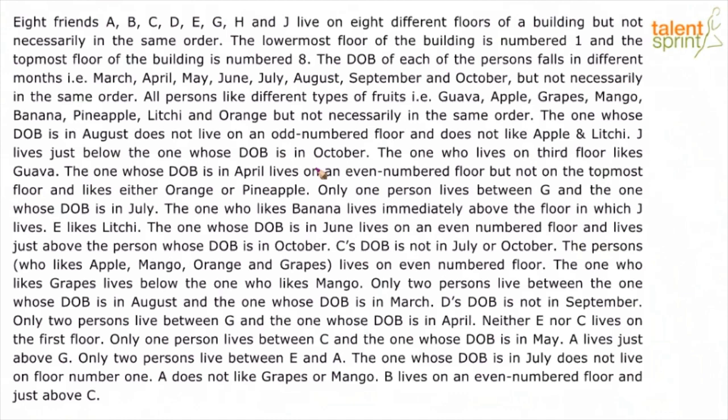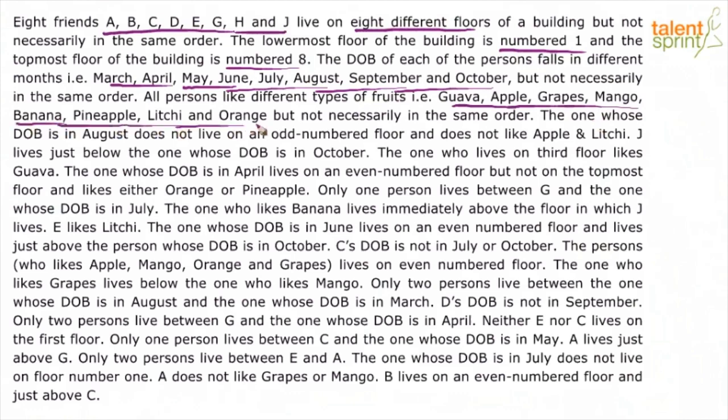So basically, if you see, there are 8 persons, A, B, C, D, E, F, G, H and J. There are 8 different floors numbered 1 to 8 from bottom floor to the topmost floor. Then there are 8 different months, right? March, April, May, June, July, August, September and October, and there are 8 different fruits. So these are the 4 parameters that we are trying to get in the right order. So you have to find out which person lives on which floor, was born in which month and likes which fruit. Now since there are 4 parameters, it gets really complex, right? Usually there are only 2 or 3, but 4 has made this question very complex.